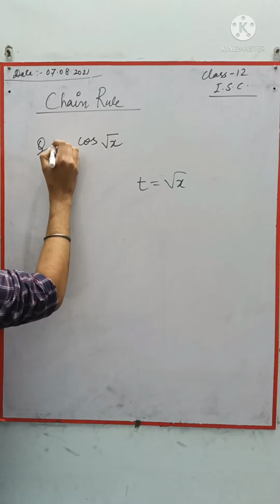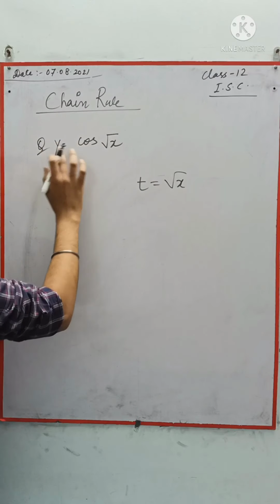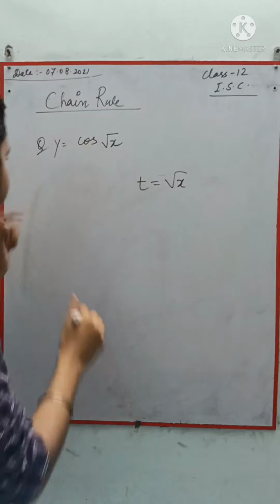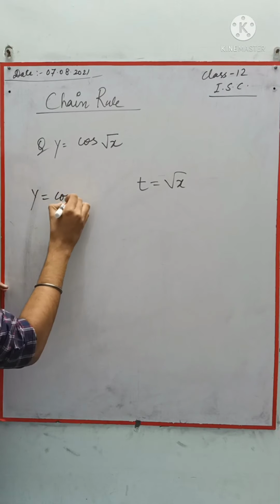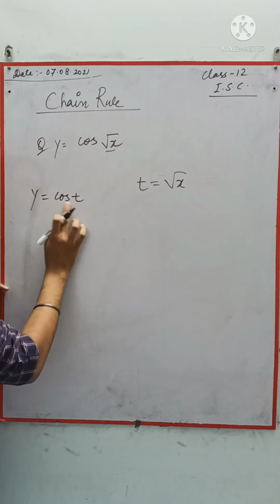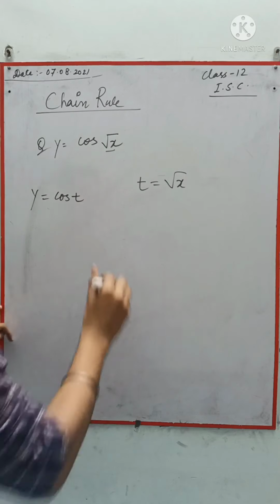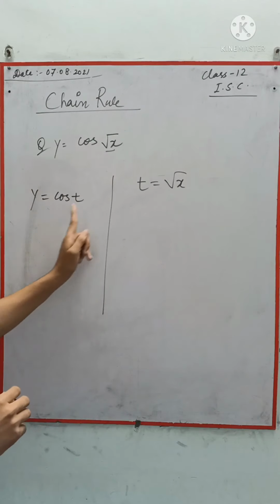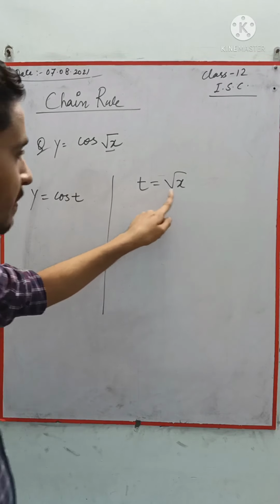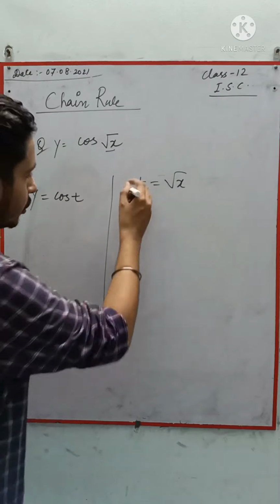If you consider y is equal to cos root x, and root x you are considering t, then what will y be? It will be cos t, because you consider this as t, so y will be equal to cos t. Now what you do, you differentiate both of them. You differentiate this with respect to x. So what will you get?